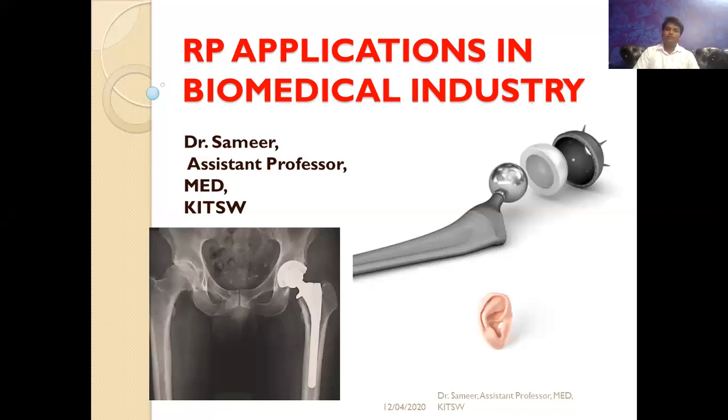Today we will be talking about the RP applications in biomedical industry. RP is the short name for rapid prototyping. Rapid prototyping is nowadays more often called additive manufacturing. Additive manufacturing has immense applications in various industries. It can be aerospace industry, automotive industry, jewelry industry, coin making industry, whatever we take, RP is applicable to the particular industry.